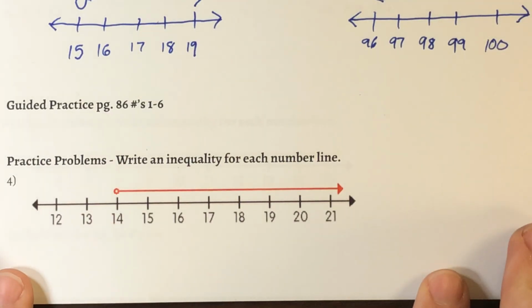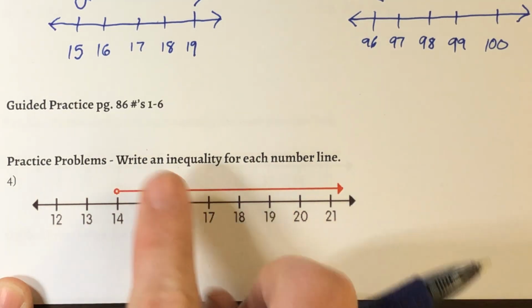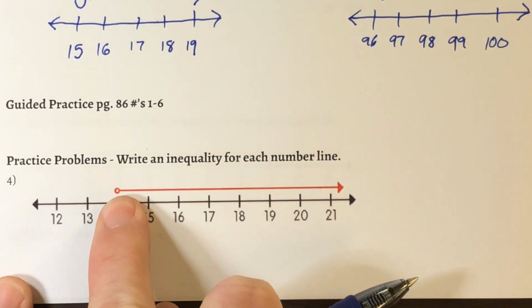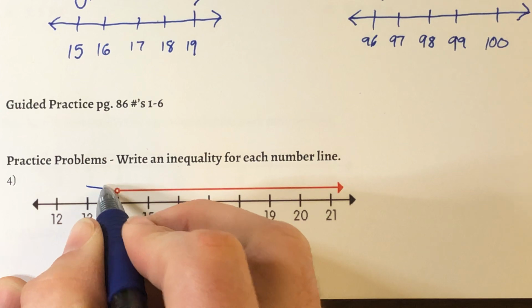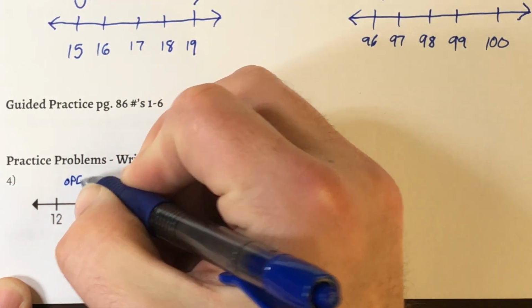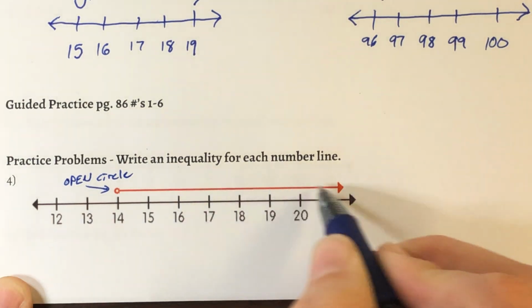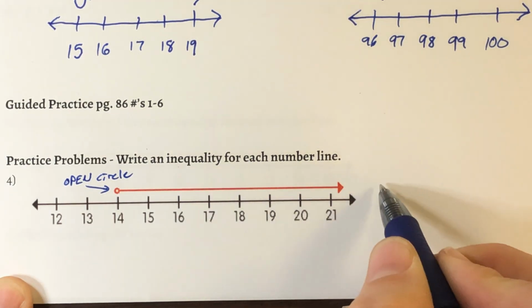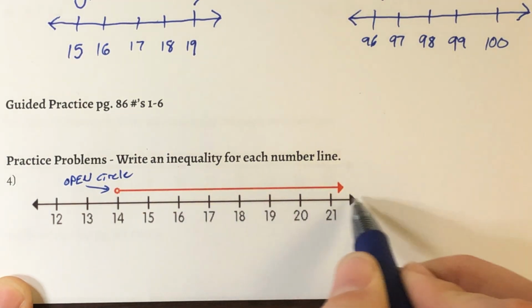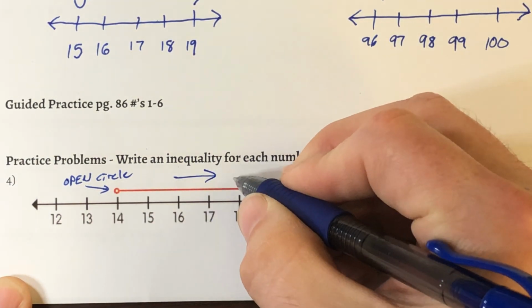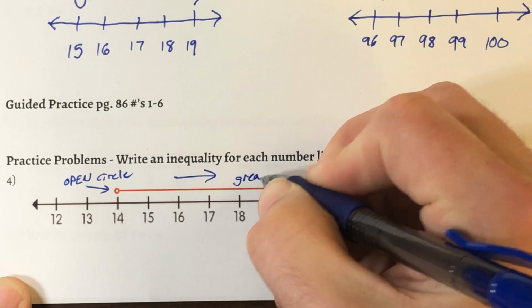All right, one more example. We're going to start with a number line, and we're going to write an inequality for it. So we're going in reverse, essentially. First, we're going to note that we have an open circle. And we're going to note that the arrow is pointing to the right, essentially at all of the numbers greater than this one. So we're talking about greater than something.